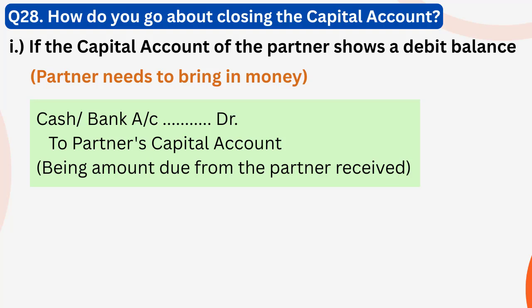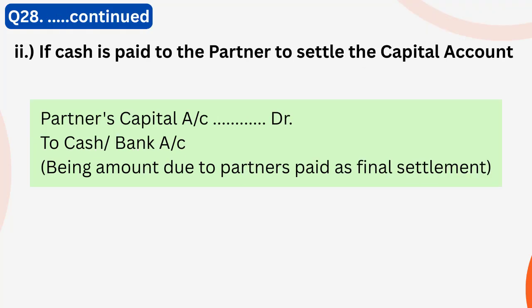The next question could be, and how do you go about closing the capital account of the partner? So if the capital account of the partner shows a debit balance, the partner needs to bring in money to settle his account with the firm. The entry in this case would look like this. The second case is if the cash is paid to the partner to settle the capital account. The entry would be like this.